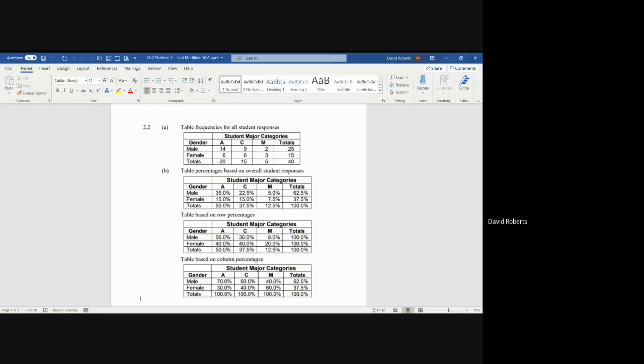Then you also can see that 62.5% are male and 37.5% are female. So you've got it broken down by major and you've got it broken down by gender.